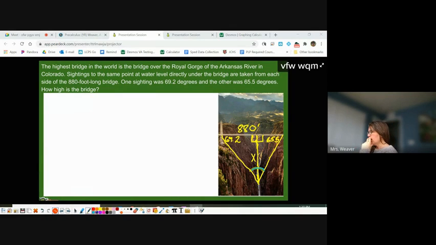If we focus on the big triangle here, we know two of the angles, so we can find the third angle by subtracting from 180. So 180 minus the 69.2 minus the 65.5 gives us that third angle is, we got to step it up a notch. Okay, 45.3 degrees. Is that what you got? 45.3 degrees. Okay.